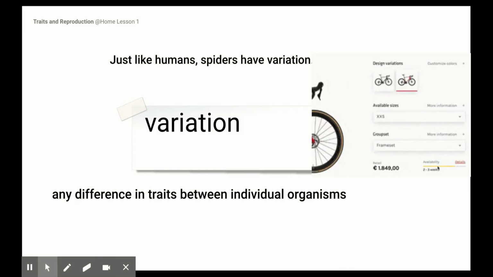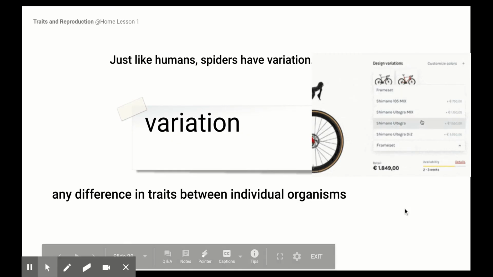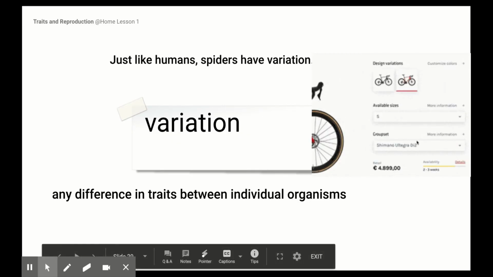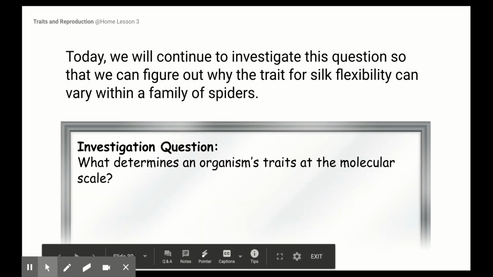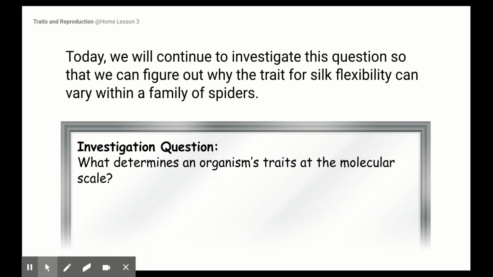Variation. So just like humans, spiders have variation. Any difference in traits between individual organisms would be an example of variation. And today we're going to investigate this question: what determines an organism's traits at the molecular scale?